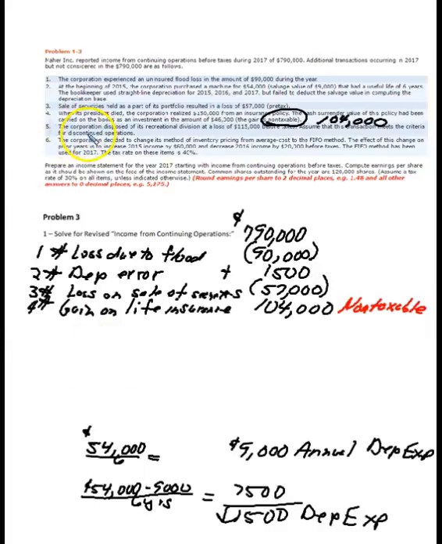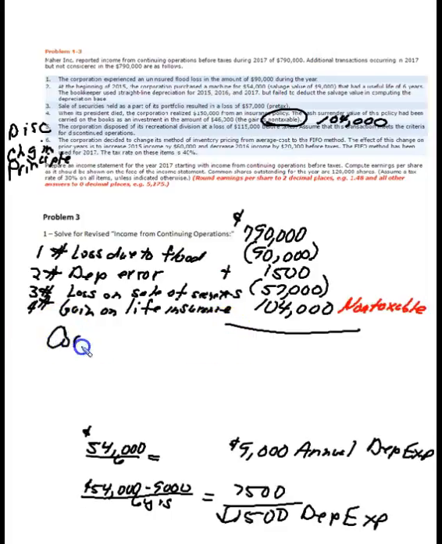Okay, number 5, the company has discontinued operations. That's not going to affect continuing operations. And number 6, here we have a change in the way they account for inventory. So here we have a change in accounting principle. That goes on the retained earnings statement. So number 5 and 6 will not play into income from continuing operations.